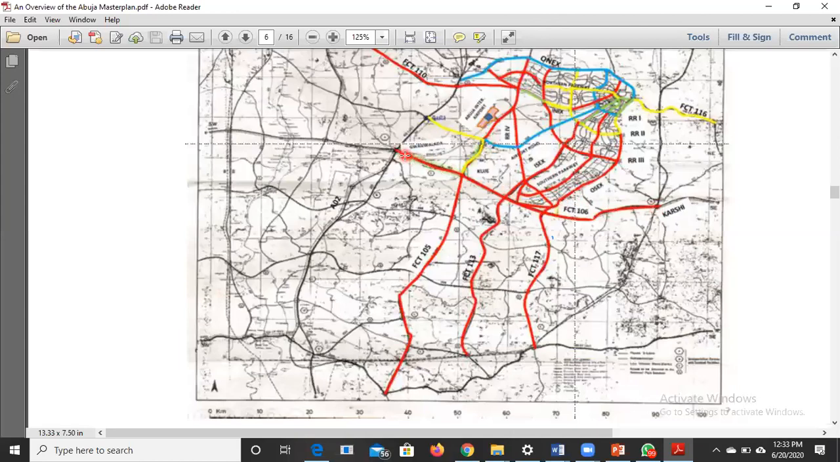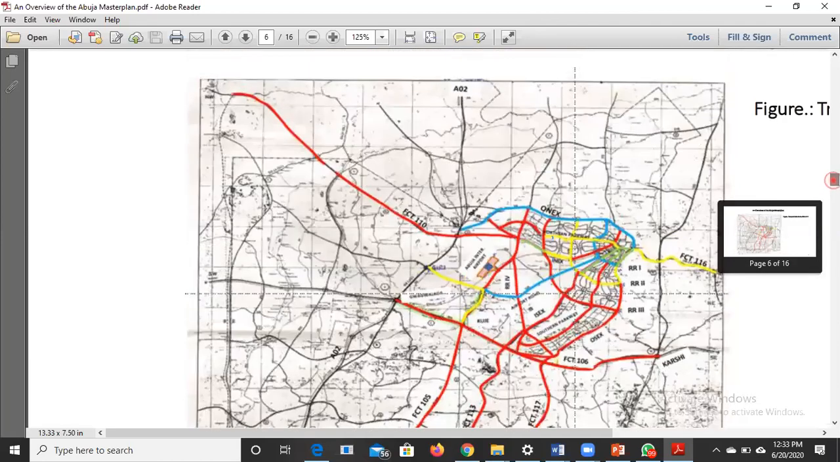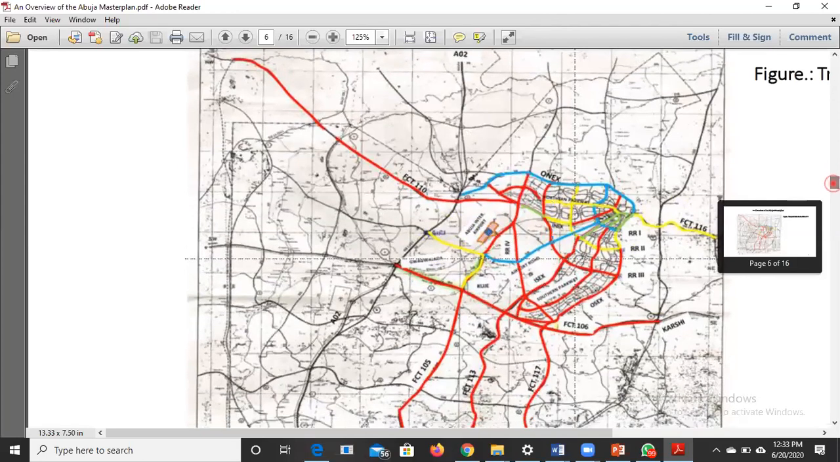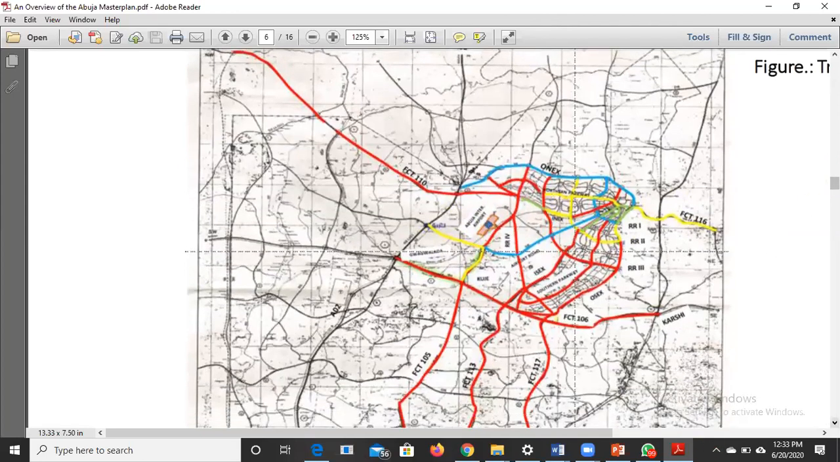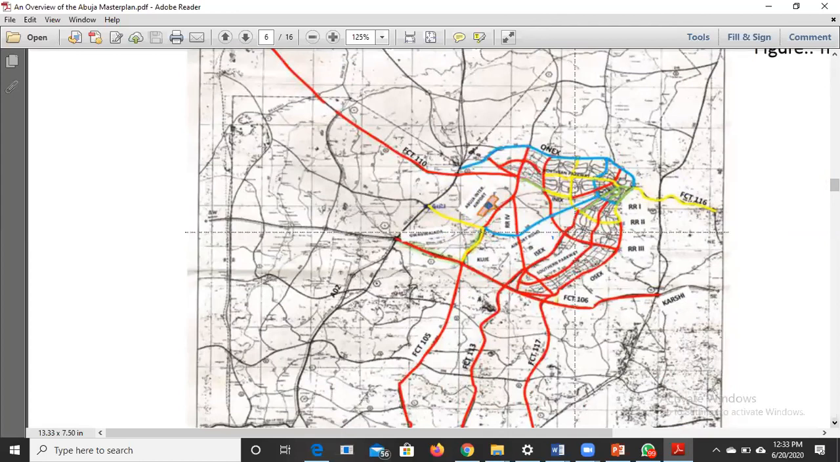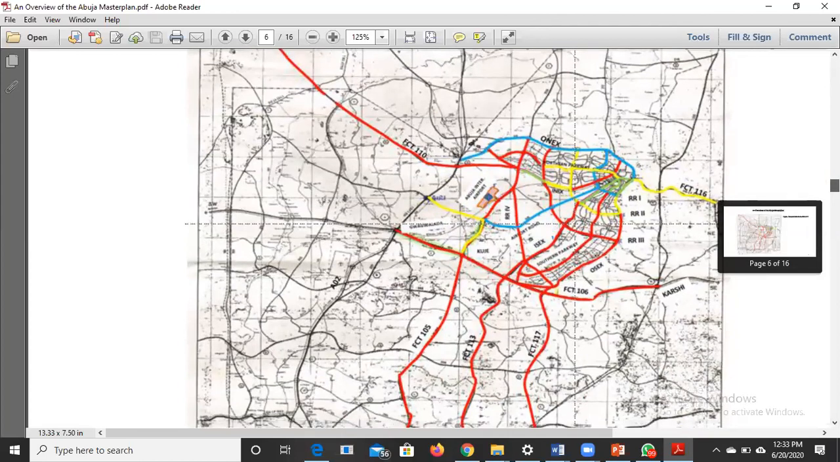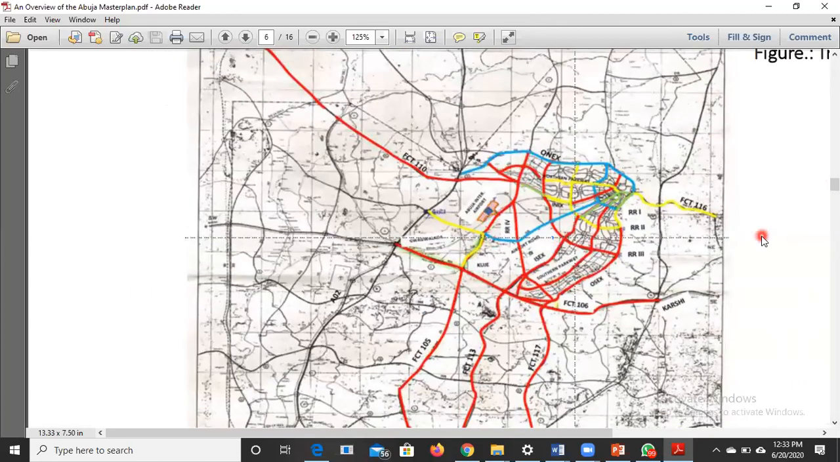There are other regional roads to the area councils. Now that brings us to a quick one. I want to say something about the FCT as well. For reasons of administration, FCT was divided into six area councils, which is the equivalent of local governments. I'm just mentioning this information. I'm sure there are things we know. So these regional roads also connect the headquarters of these area councils to the main city itself.